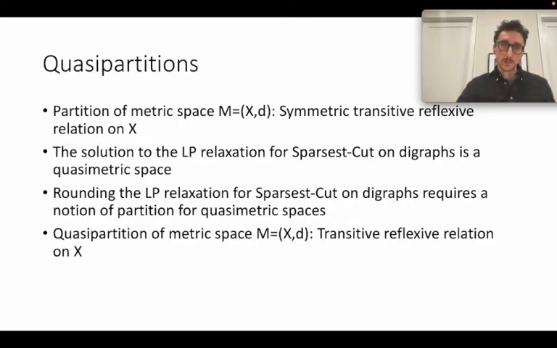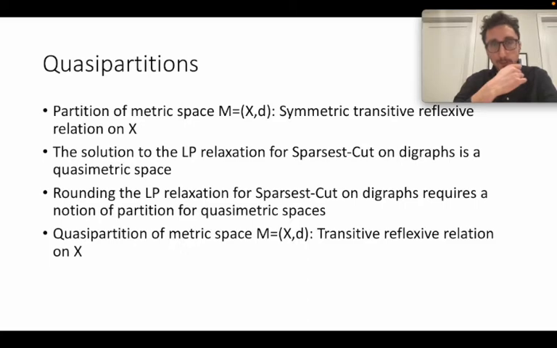Now, this is very nice for the planar case. What we study is the directed case for planar graphs. In order to do this, we need to consider a generalization of partitions, because the notion of partition does not make sense for the directed case. Let me explain why.